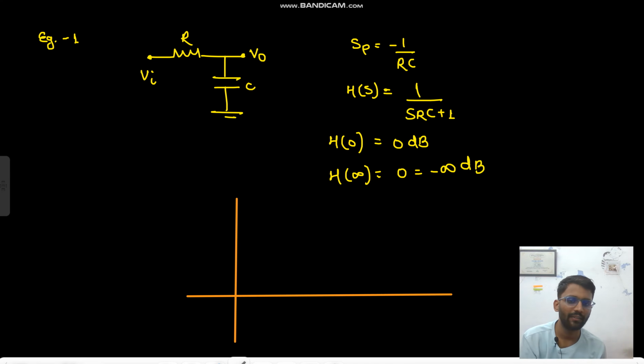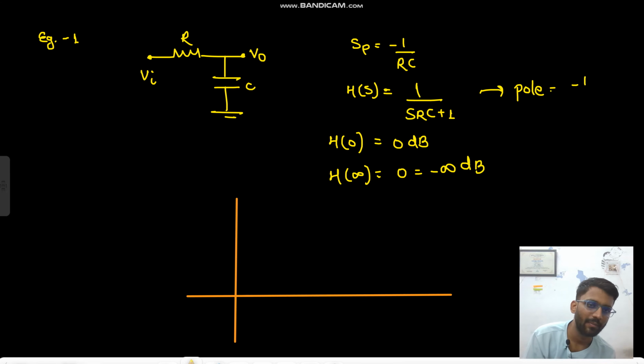Now drawing the Bode plot, here you only have a pole at minus 1 by RC. How to write this one? That we have already seen, right? So you only have a pole. So first you have a gain of 0 dB.